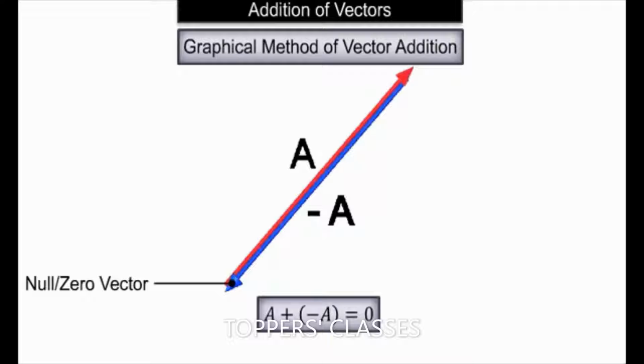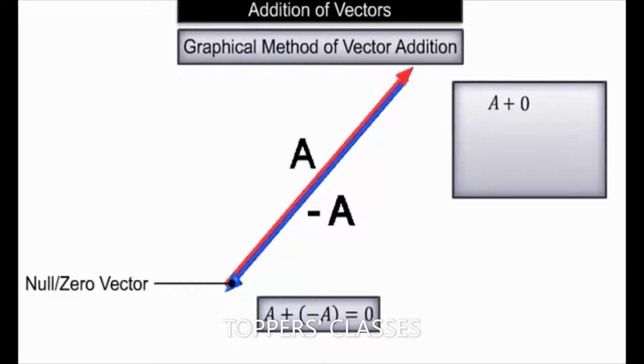Various operations with the null vector are A plus 0 is equal to A, lambda 0 is equal to 0, and 0A is equal to 0. Let's discuss the physical meaning of a null vector.